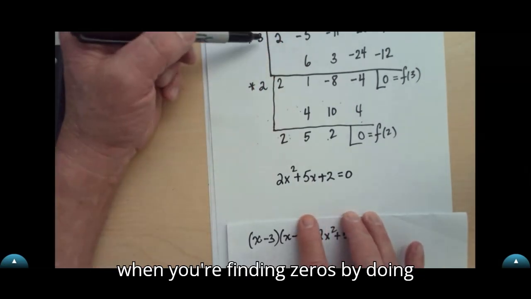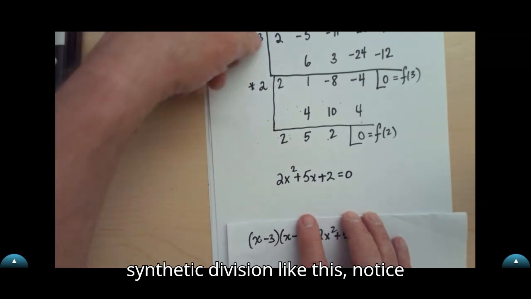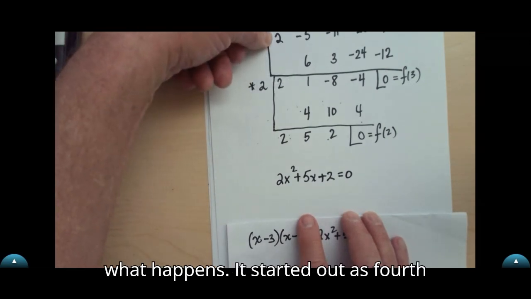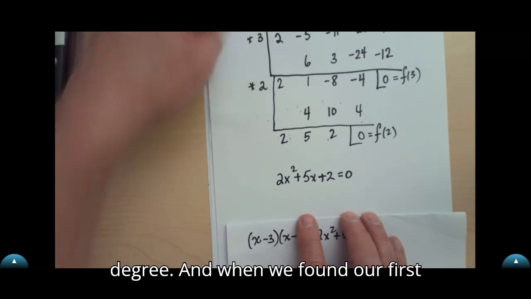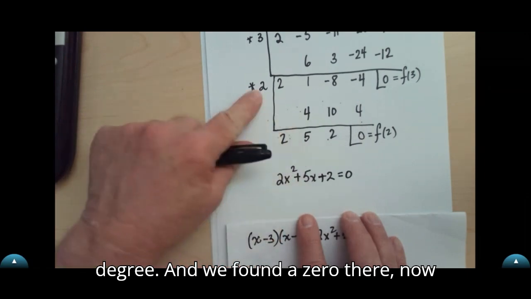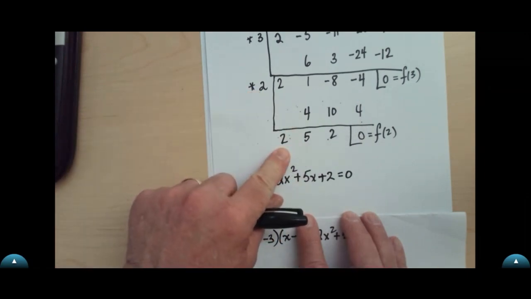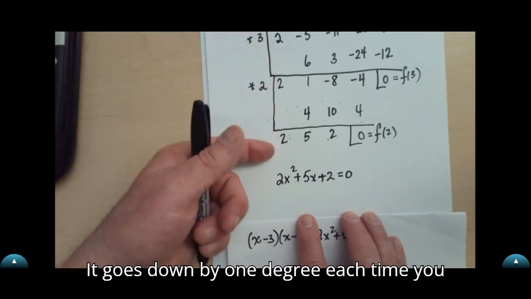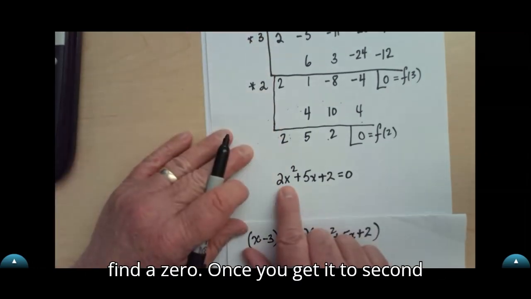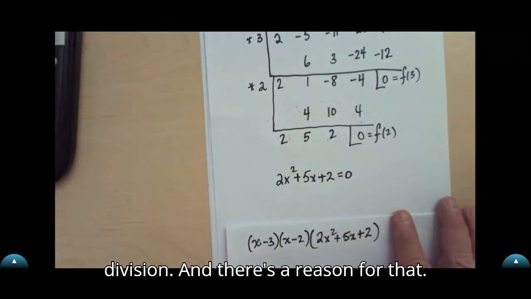And that's why when you're finding zeros by doing synthetic division like this, notice what happens. It started out as fourth degree. And when we found our first 0, the thing we had here was third degree. And we found a 0 there. Now this thing is second degree, right? It goes down by 1 degree each time you find a 0. Once you get it to second degree, don't keep doing synthetic division. And there's a reason for that.